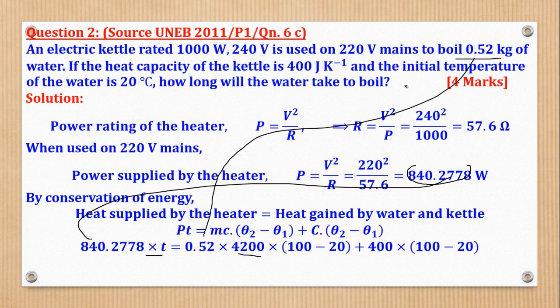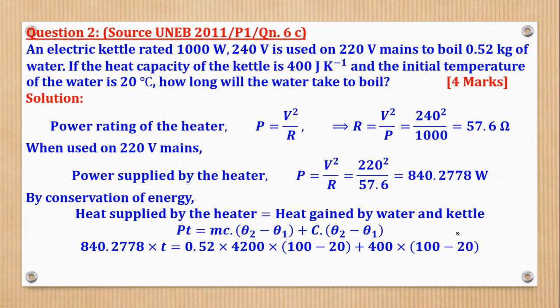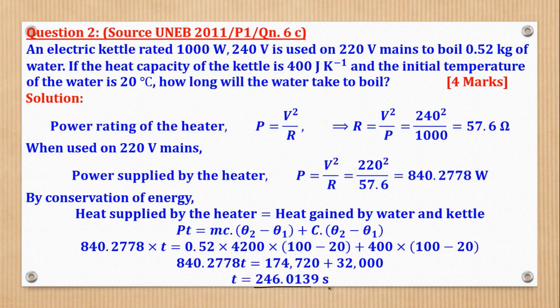Then change in temperature: highest, because they said the boiling point of water is 100, that is why I use 100, minus lowest, which is 20. Then the heat capacity of the kettle was given as 400, and the change in temperature is the same as this. Now after substituting, next is to simplify. And when I simplify, I'll be able to make T the subject. When I make T the subject, T will be equal to this, and that will be the time they wanted.